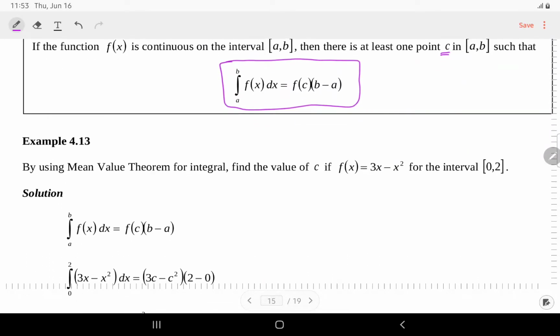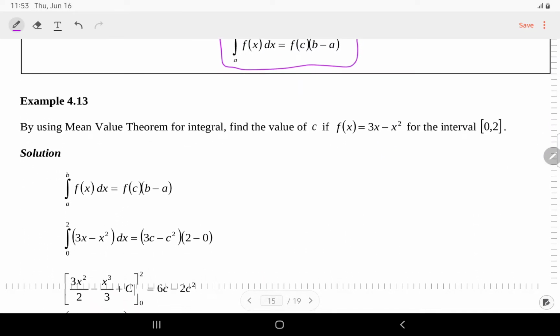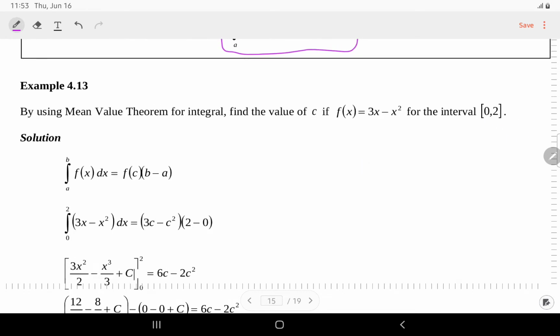Okay, look at this example. By using the mean value theorem for integral, find the value c. If this is the function and this is the interval, interval 0 to 2 means our value of c must be between 0 and 2. So this is the mean value theorem for integral.